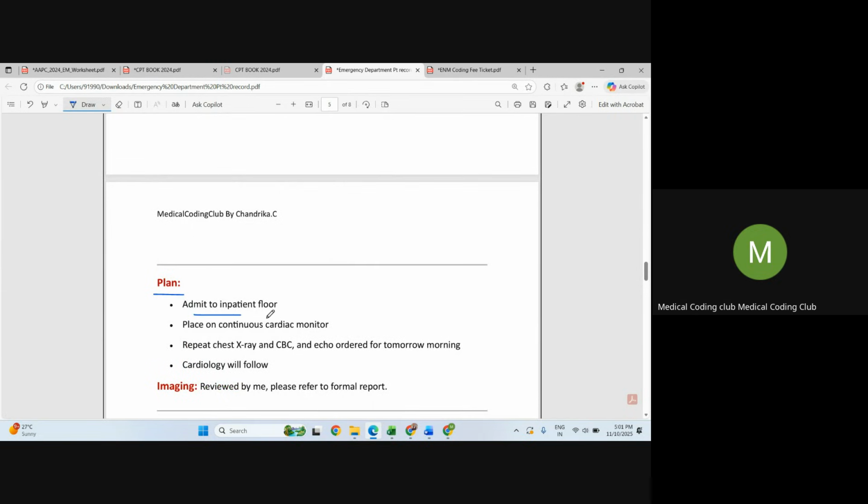Admit to inpatient floor, and the patient is not yet admitted. It is the discussion or the decision made by the ED physician. Since I am coding for the ED physician, here I will be reporting ED codes. If I had a little more about the IP service, I would have changed my code to IP. Then imaging reviewed by me, please refer to the formal report. The X-ray imaging was interpreted by the ED physician here. So we need to report for his interpretation and report only, not for the entire service.